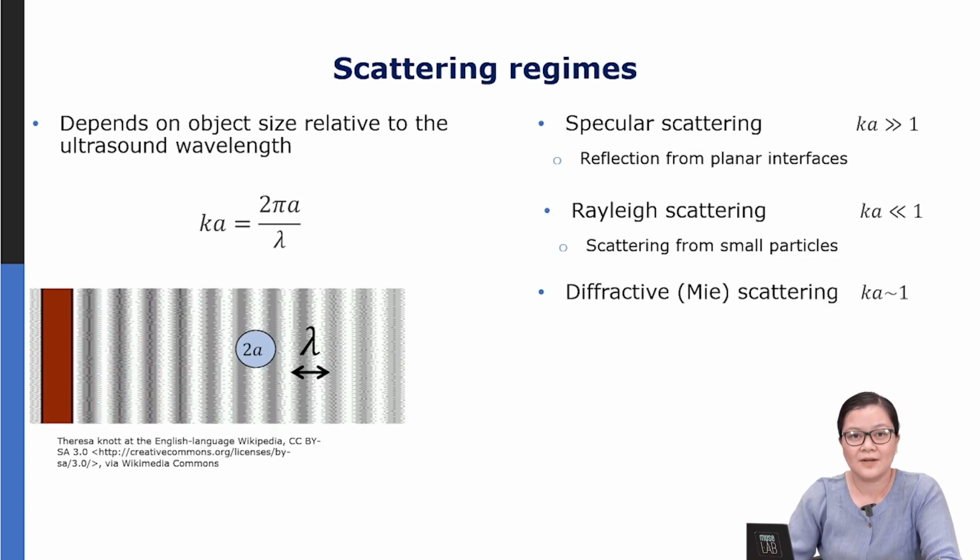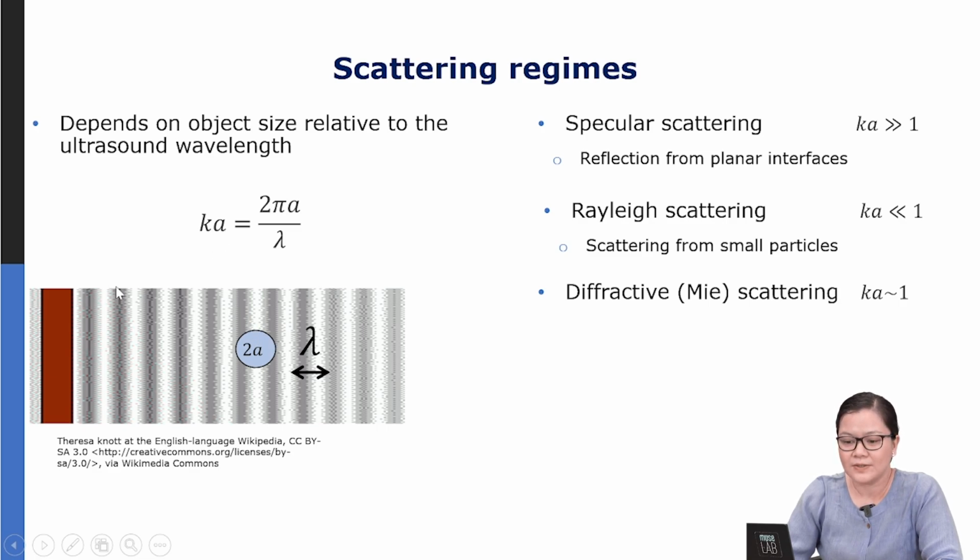Now, there are three scattering regimes that one can consider based on the size of the object that you are looking at. So it depends on the object size relative to the ultrasound wavelength, and that can be quantified by this term ka, where k, as you would have remembered, is the wave number, and that's inversely proportional to the wavelength, and a is the radius of the scatterer.